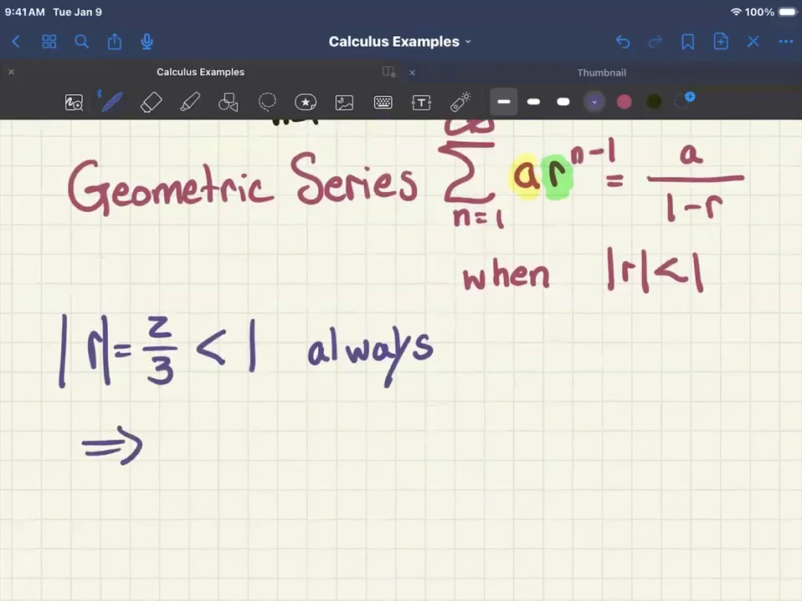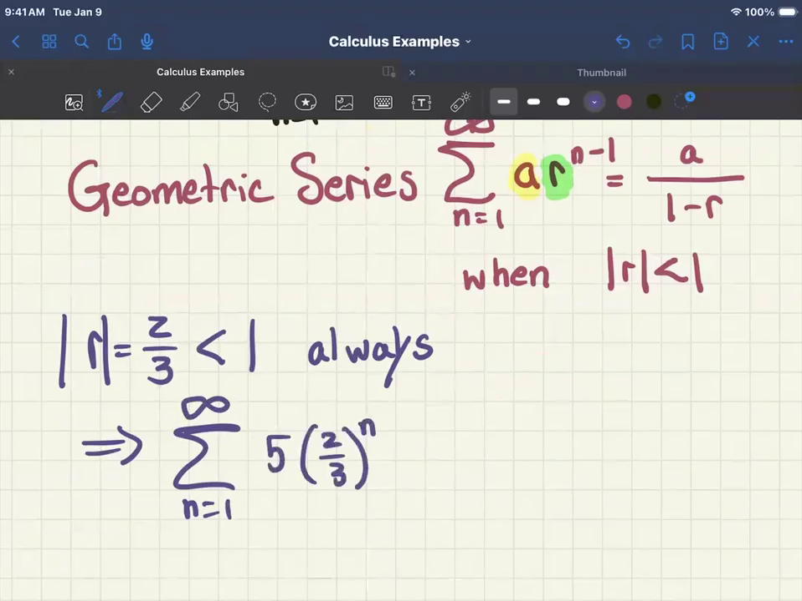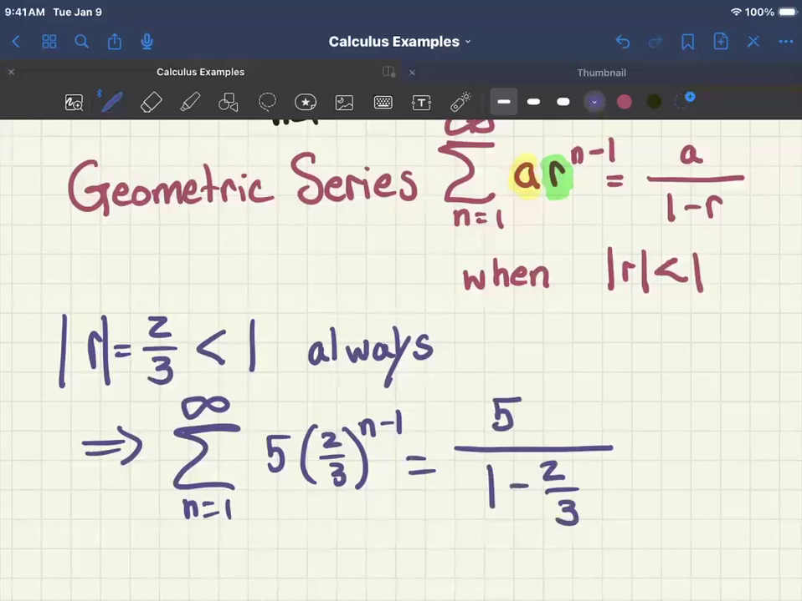And that tells us that our series here, n is equal to 1 to infinity of 5 times 2/3 to the n minus 1, is equal to a, and we said that a value is 5, divided by 1 minus our r value, which is 2/3.